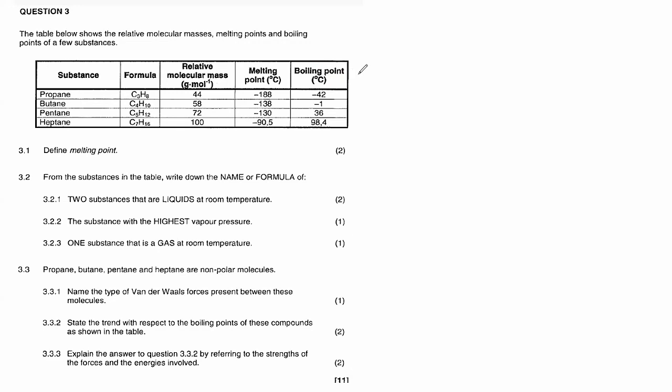Okay, so we have question 3, still on intermolecular forces and physical properties. It says the table below shows the relative molecular masses, melting points and boiling points of a few substances. And then as we can see the table here, we are given like that. Then 3.1 says define the term melting point. So we have already defined it multiple times already.